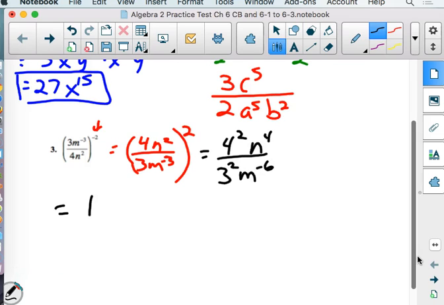Well, I know what 4 squared is. That's 16, n to the 4th. And I know what 3 squared is. That's 9, m to the negative 6. But now I have a problem.